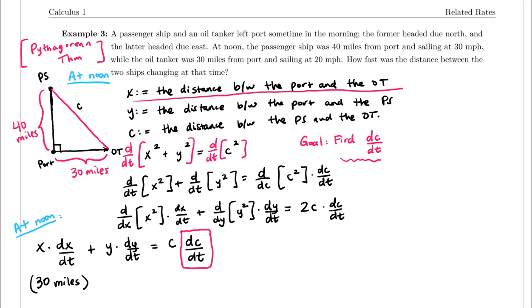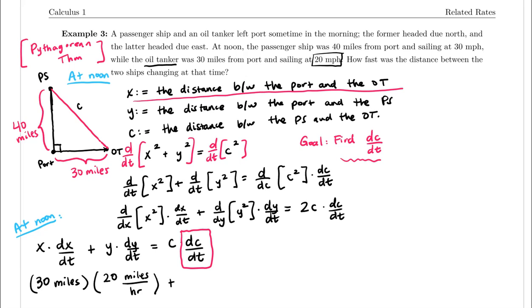Now I want to figure out what dx/dt is. And dx/dt is going to represent the rate of change over time of the distance between the port and the oil tanker. And so that's another way of saying, what is the speed of the oil tanker? And it says here that the oil tanker was traveling at 20 miles per hour. That was for the oil tanker, which is like the horizontal distance. So I'm going to fill that in here. I have 20 miles per hour.